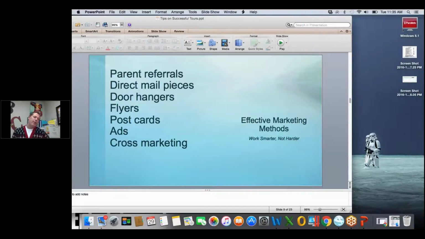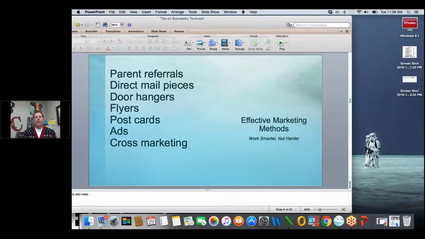Now, the way I've done it in the past is that when a parent refers another parent or refers another child, the child does need to be with you for a certain amount of time. I usually say 90 days. The child needs to be with us for at least 90 days. After 90 days, both families must still be enrolled. In both families, their accounts must be in good standing, is how I normally put conditions on that, before we give that out. But they work really well.